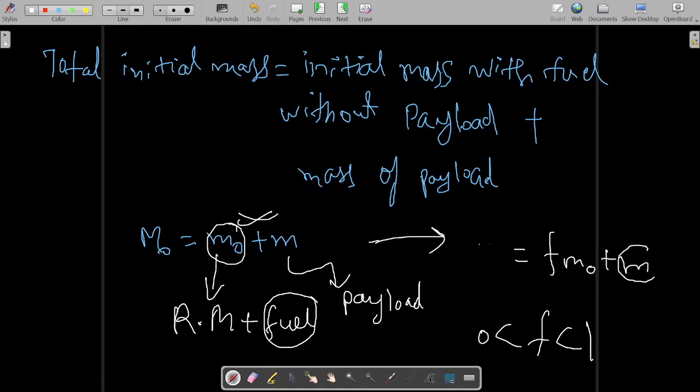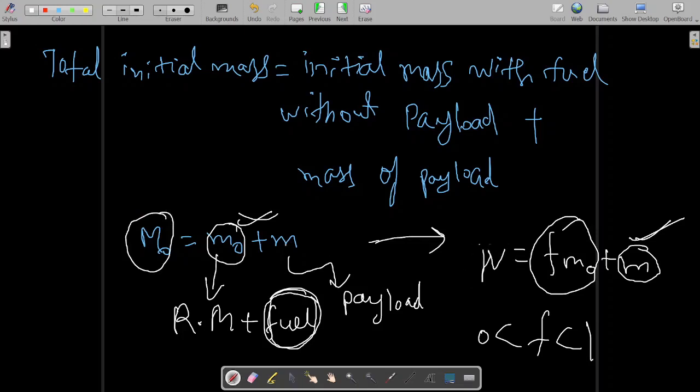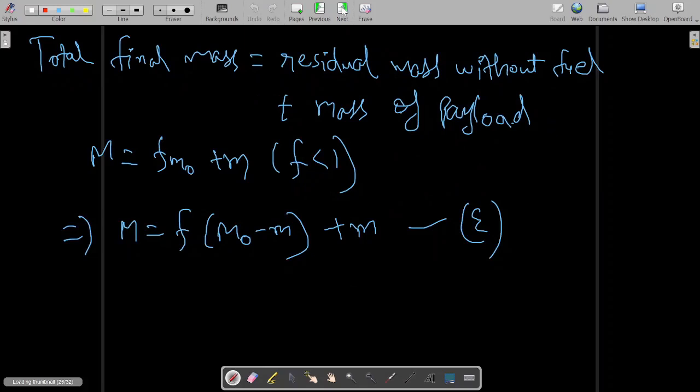The mass of payload will remain as it is, because people will not lose mass as the rocket propels in the forward direction. But this rocket mass plus fuel will reduce to a fraction because fuel is burning, so it will be f m naught. Now this was capital M naught. Let us assume the final mass to be capital M. So total final mass is equal to residual mass without fuel plus mass of payload.